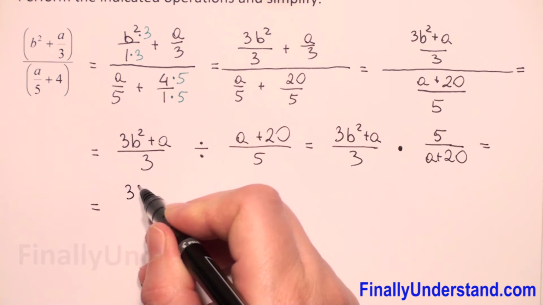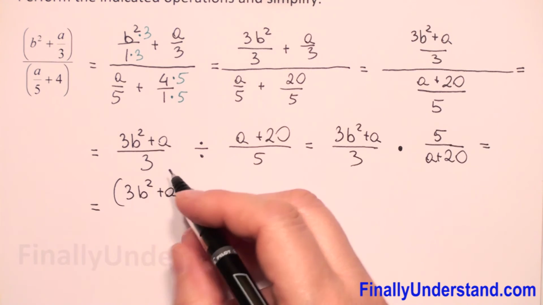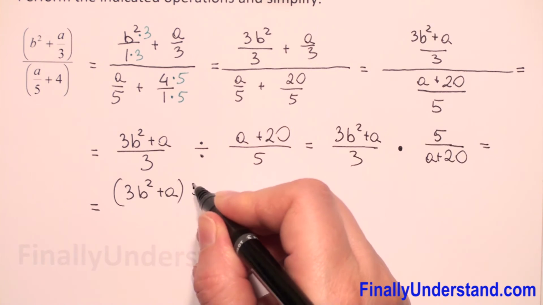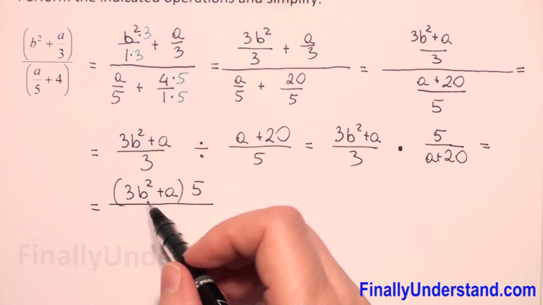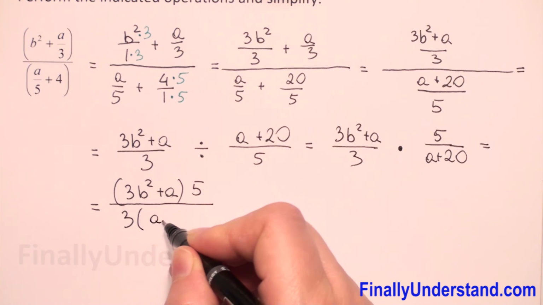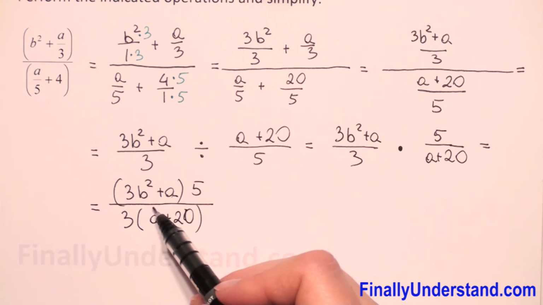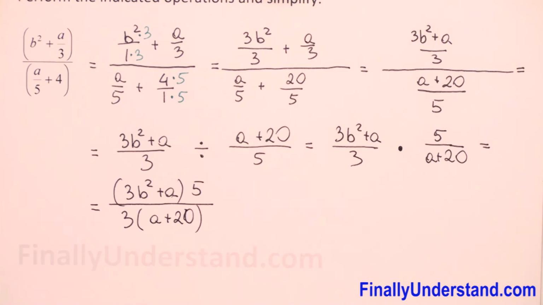We have 3b squared plus a. This whole term we have to multiply by 5. So I have to put this in parentheses, and we have 3 times a plus 20. Again, I have to put a plus 20 in parentheses because this whole term I have to multiply times 3.